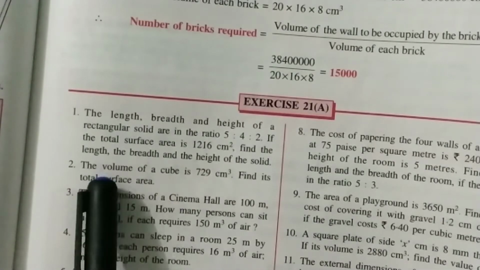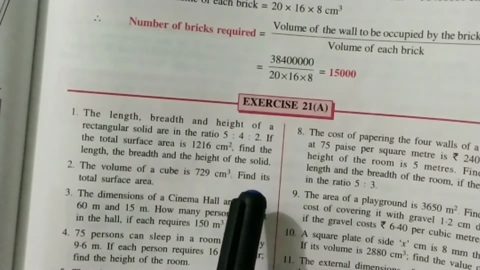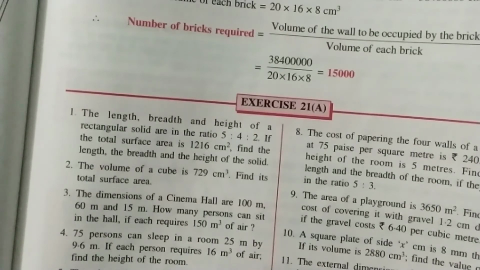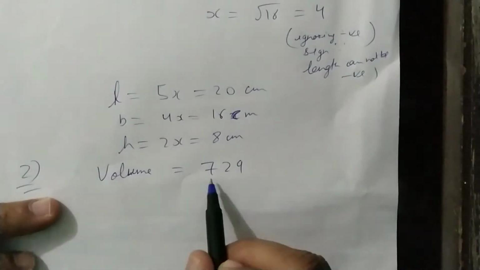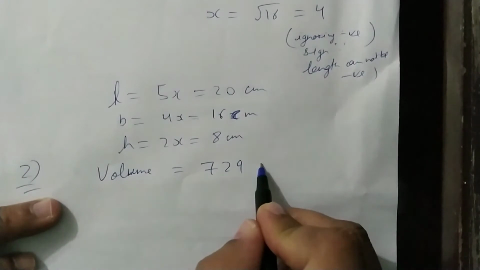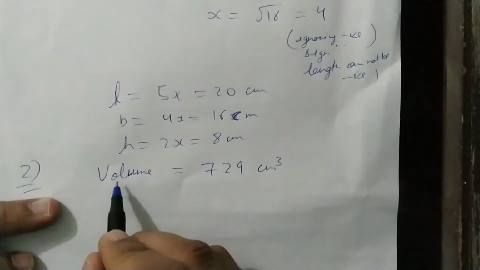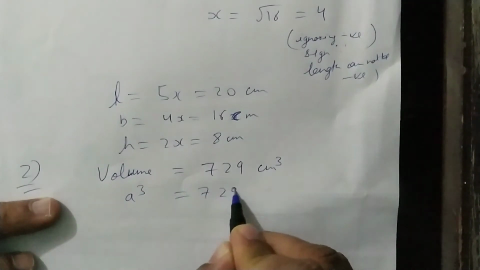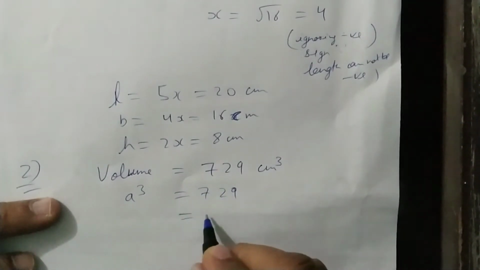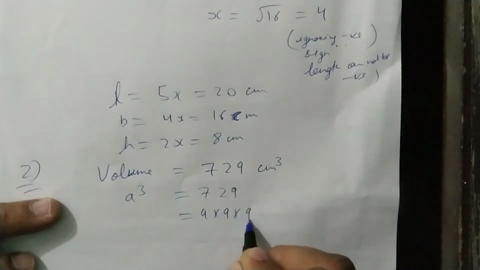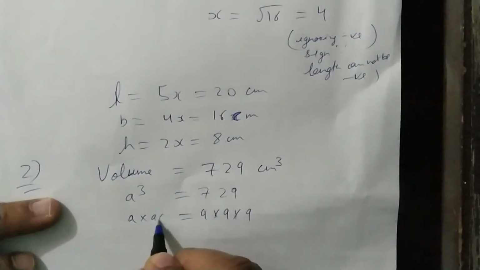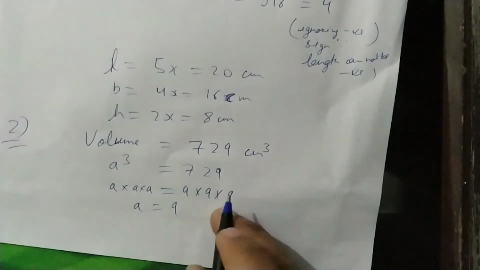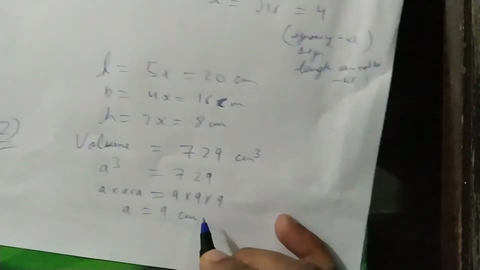Okay students, second question, the volume of cube is given 729. Find its total surface area. Okay, volume is given 729 centimeter cube. The formula of volume is a cube. So just factorize this term, you will get 9 into 9 into 9. This is a into a into a. So a is 9 centimeter.